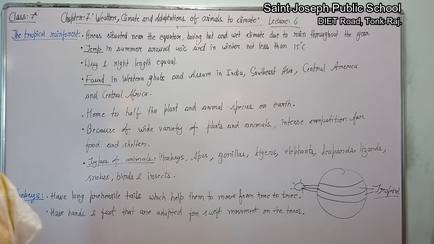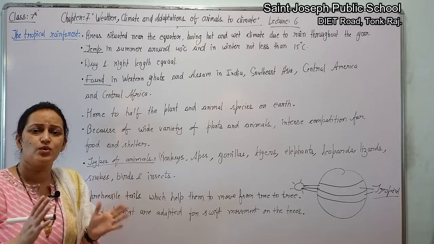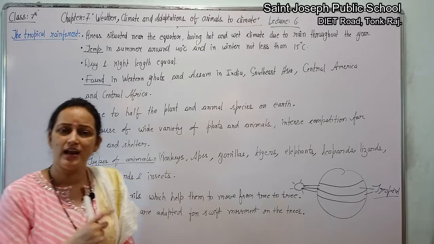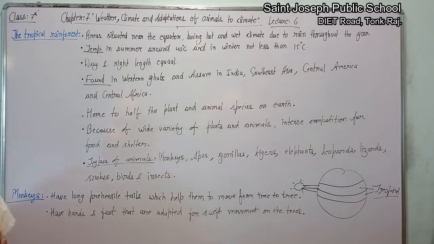Let's talk about some other features of this area. Students, in the tropical rainforest area, the length of day and night is almost equal. That means 12 hours का day होता है and 12 hours के लिए night होती है इस area के अंदर.